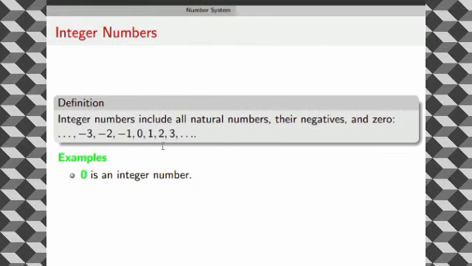Integer numbers include natural numbers, the negatives of the natural numbers, and 0. They extend to both the positive and negative sides: from 0 you can go up to the positive side 1, 2, 3 and to the negative side -1, -2. Definitely 0 is an integer, -10 is an integer, -10 is the negative of the positive integer 10, and 7 is also an integer.